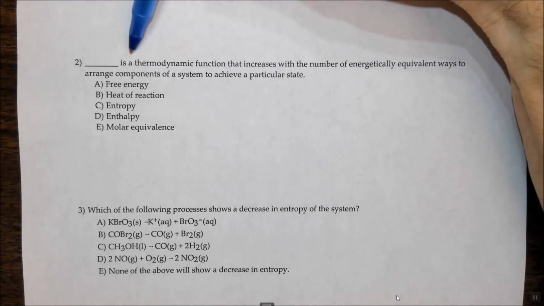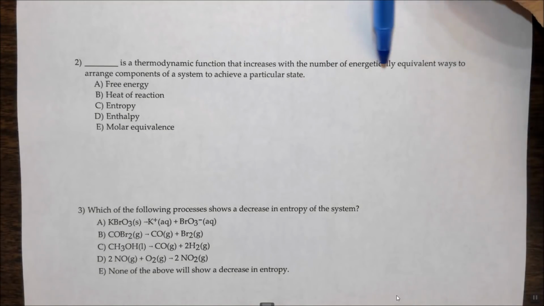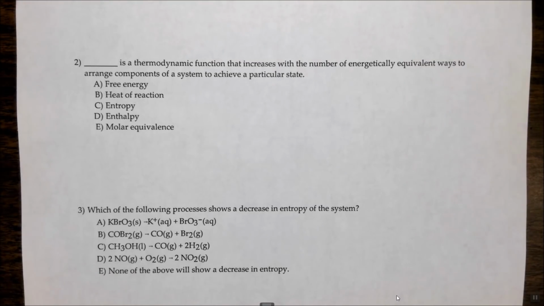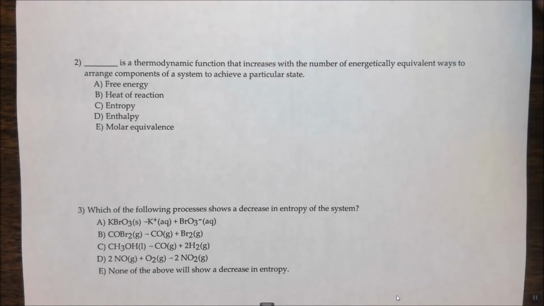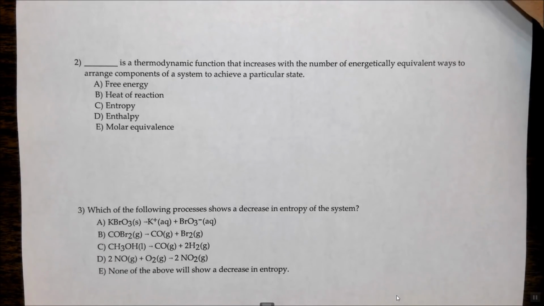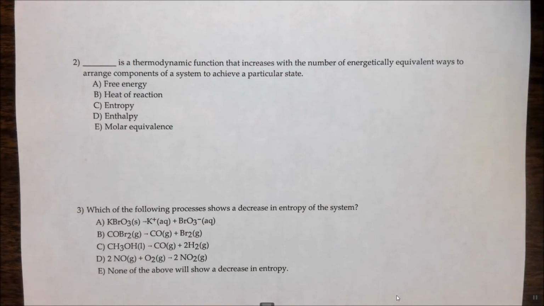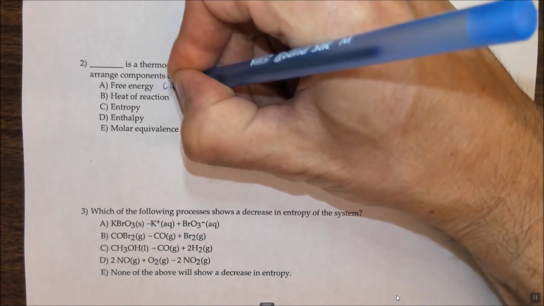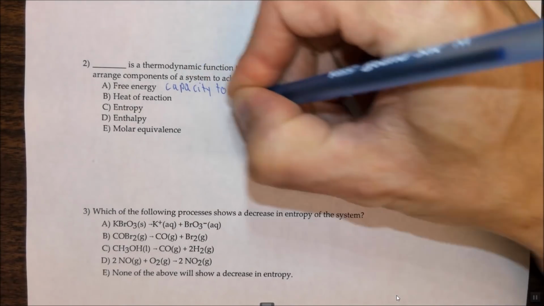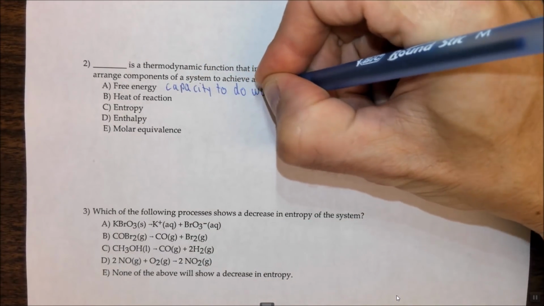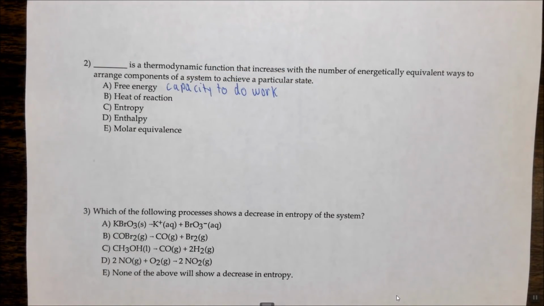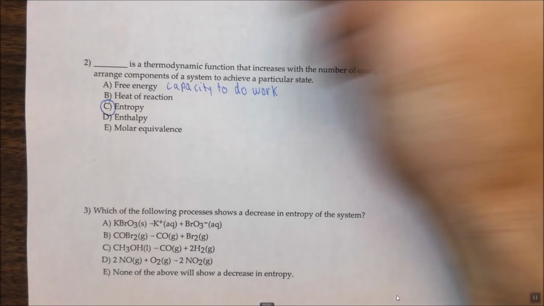Question 2 says, blank is a thermodynamic function that increases with the number of energetically equivalent ways to arrange components of a system to achieve a particular state. So this is the very technical definition of entropy. But let's go through all of these answers. So free energy is the capacity to do work. Heat of a reaction is essentially enthalpy. Entropy is the answer to this question.